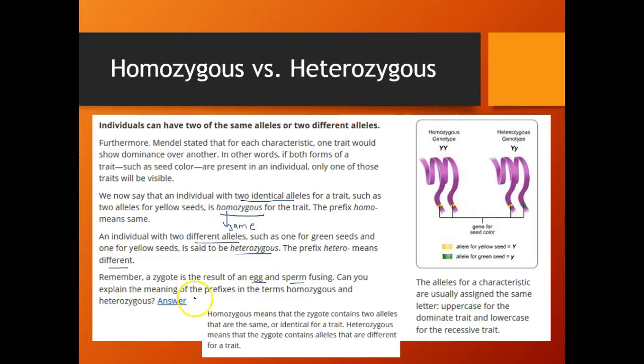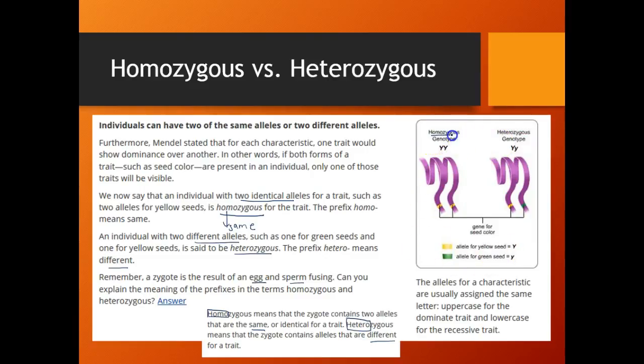So can you explain the meaning of the prefixes in the terms homozygous and heterozygous? So remember, homo means same, so that means that the two alleles are the same or identical for a trait. Hetero means different, so if you're heterozygous, then that means that the zygote contains alleles that are different for a trait. Okay, and here's the picture that explains the same exact thing.